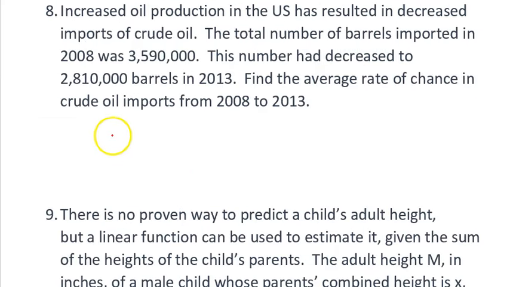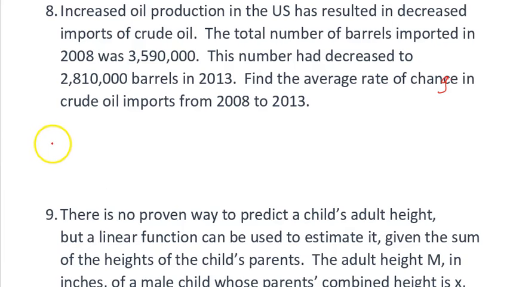Okay, for our example 8, they're talking about oil, and it says there's an increased oil production in the U.S. has resulted in decreased imports of crude oil, because if we're making it, we don't have to get it from somewhere else. The total number of barrels imported in 2008 was 3,590,000. This number had decreased to 2,810,000 barrels in 2013. Find the average rate of change in crude oil imports from 2008 to 2013.